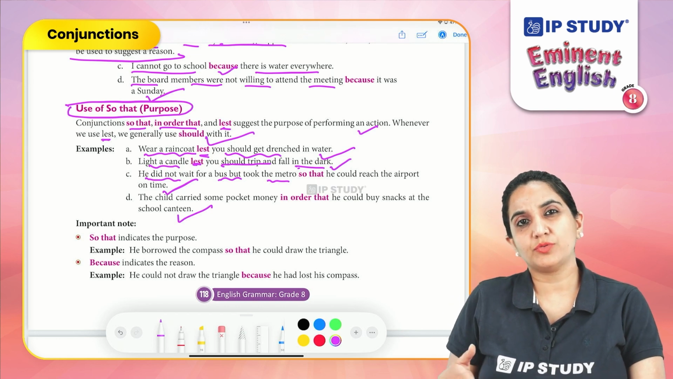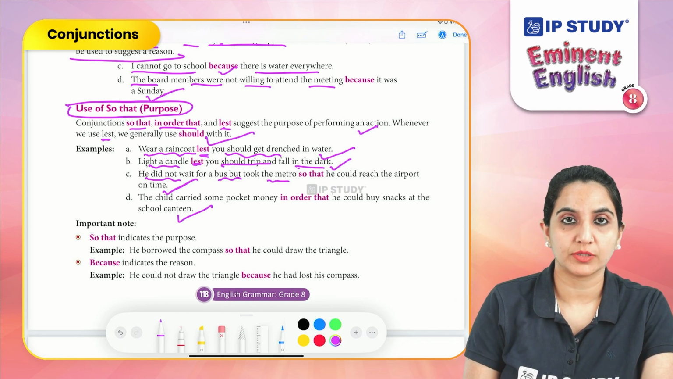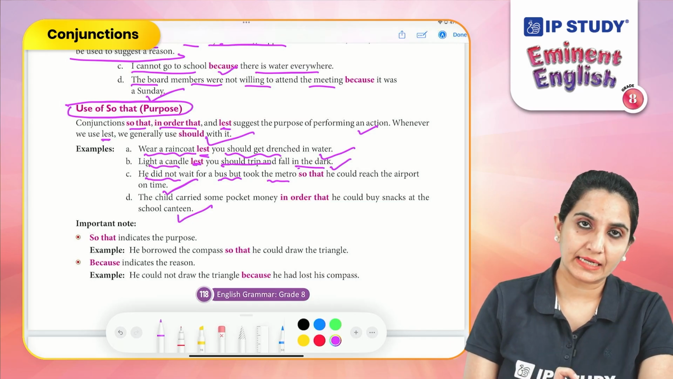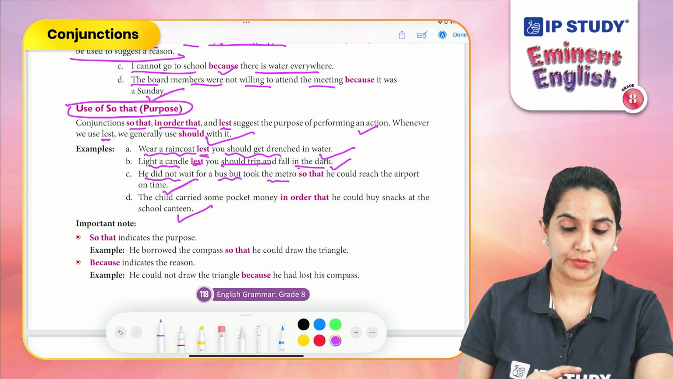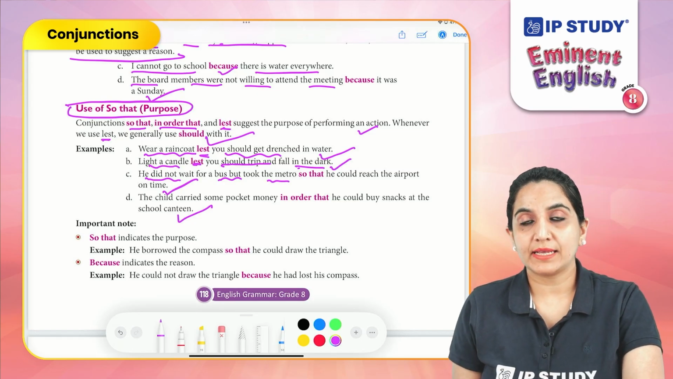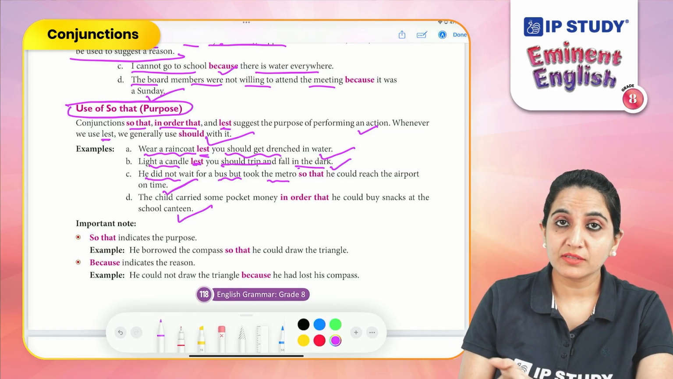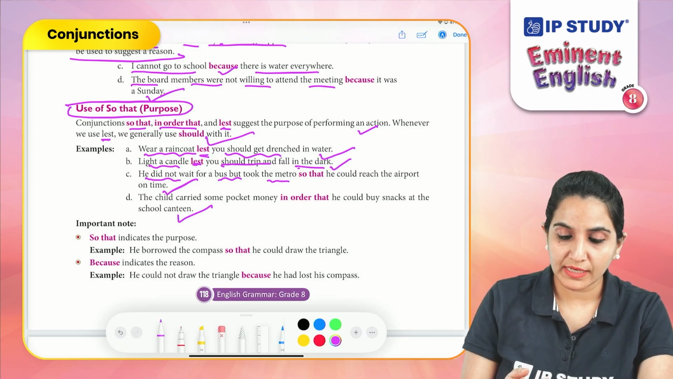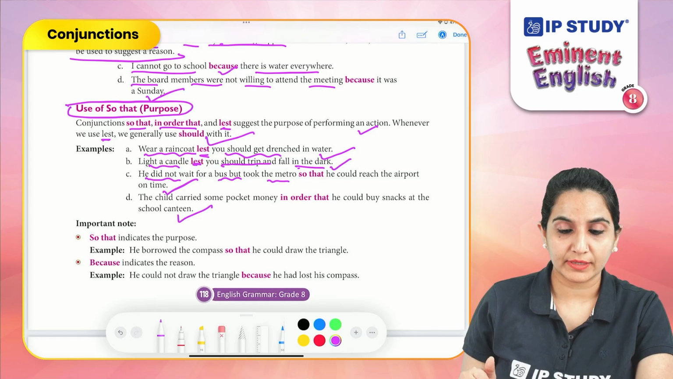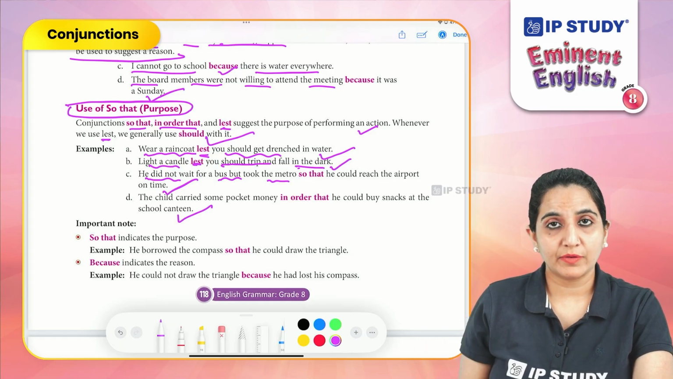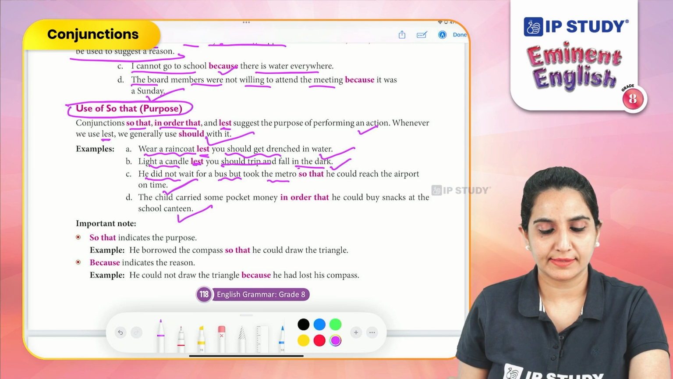So whenever you're not showing the reason but showing the purpose of doing some action, like wearing a raincoat, lighting a candle, not waiting for a bus and taking the metro, carrying pocket money, these all have a reason. What is the purpose of doing all of these? For that we use conjunctions like lest, in order that, so that. Whenever we use the conjunction lest, we should also use should in the sentence.